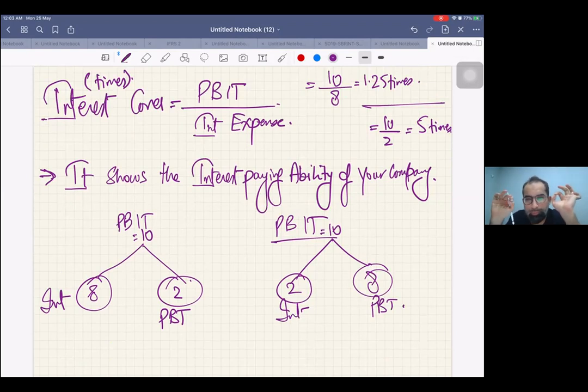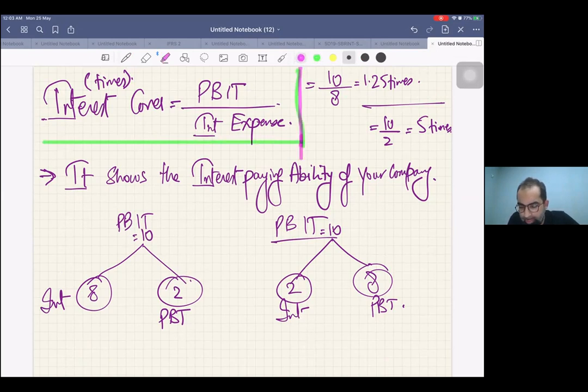Now our next ratio, the last ratio of today's class and the last ratio of this head, long term, is the interest cover. The formula of interest cover is PBIT divided by interest expense, and the answer comes in times. What does interest cover show? It shows the interest paying ability of your company. How easily you can pay off your interest.